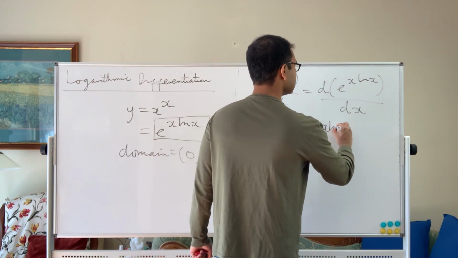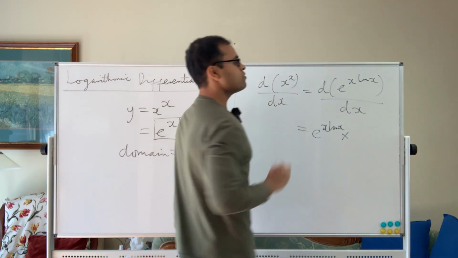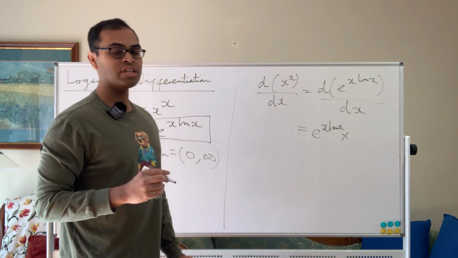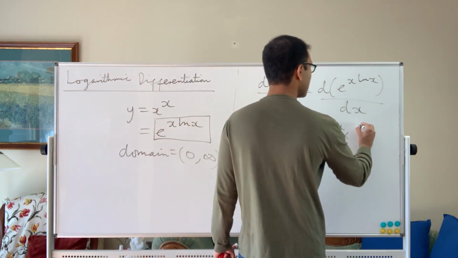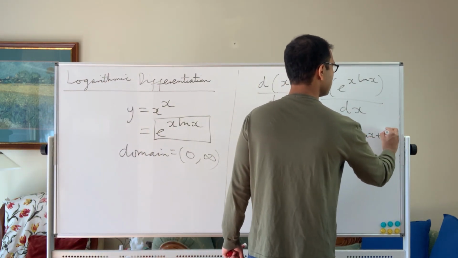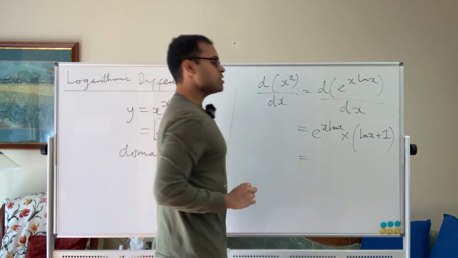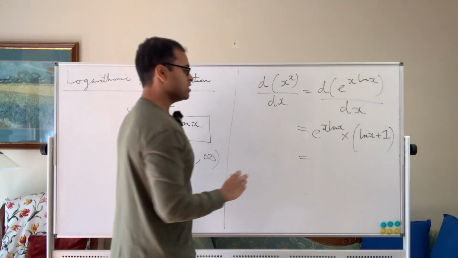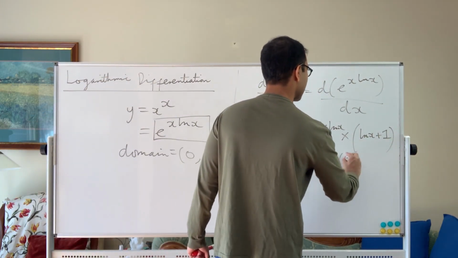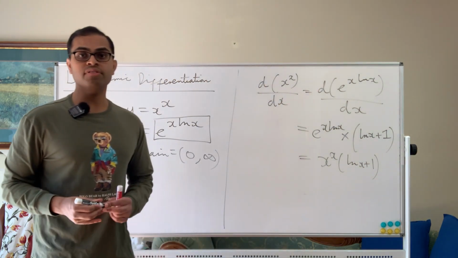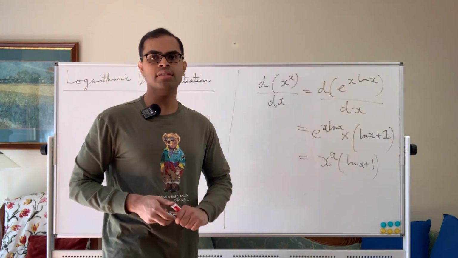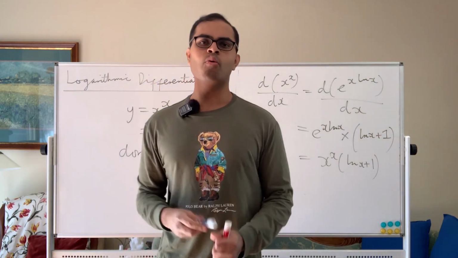So you get e to the x log x times the derivative of what is inside the exponent, which we already did in our example. If you remember, we differentiated using the product rule, we just got log x plus 1. And now e to the x log x is of course what we define to be x to the x, so you get back x to the x times log x plus 1. So that's another way of differentiating, and I like this too. Okay, so this actually really talks about what x to the x is.